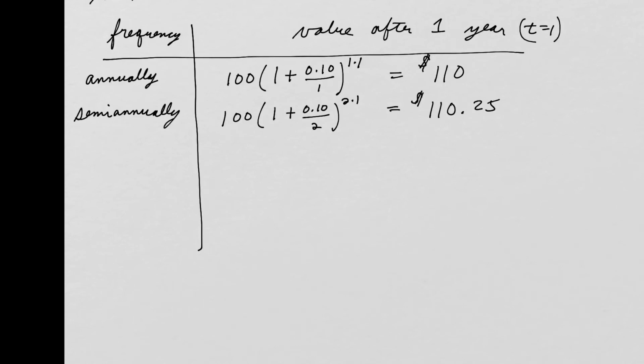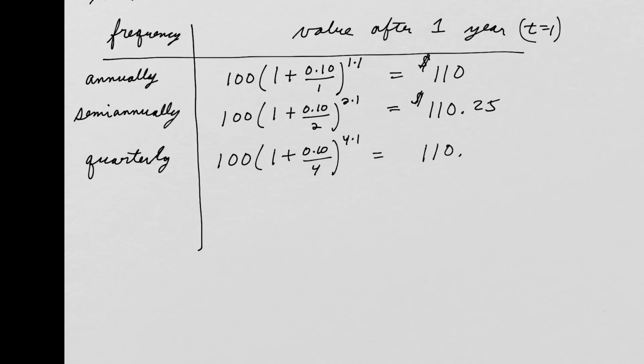Okay, what if I do it quarterly? So I compound it quarterly. So now K is equal to 4, right? K is the number of times per year that you compound the interest. So this will be 1 plus 0.10 divided by 4 to the 4 times 1. And that turns out to be $110.38. And you can see you get a little bit more money, right? Not a lot, but a little bit more.